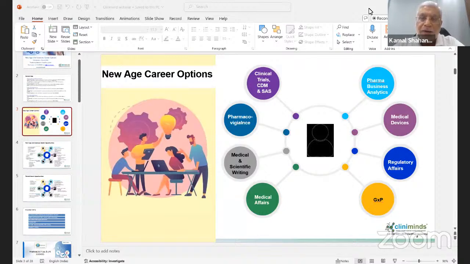What happened in the last 20 years in clinical trials, data management, statistical programming and pharmacovigilance is now happening in the last few years in the form of regulatory. A large number of the global pharmaceutical companies and CROs are outsourcing the regulatory affairs function from India. Not only from the regulatory outsourcing point of view, but also from the India point of view.